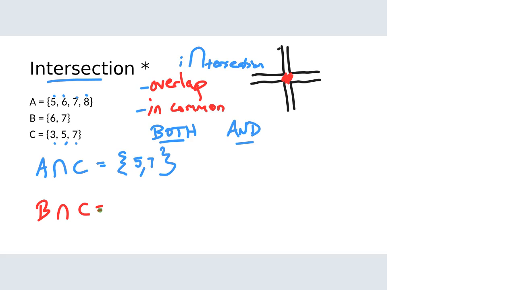So here we're looking for B intersect C. And this is definitely the type of question you can expect to see on that worksheet that's part of the homework and on the quiz and likely on the exam.